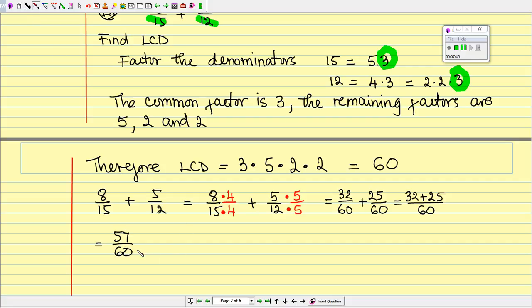over 60. Now here we can see that for the numerator and the denominator, 57 and 60, we can reduce this fraction by dividing both numbers by 3. So if we divide by 3 to reduce the fraction, we end up with 19 over 20. And that would be the sum of our two rational numbers, 8 over 15 plus 5 over 12.